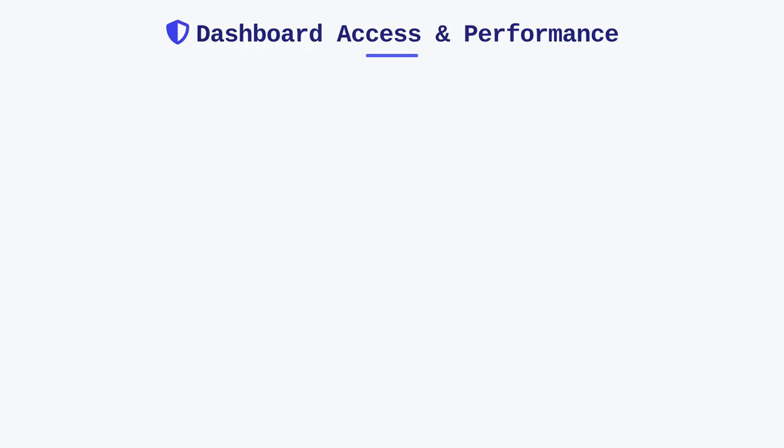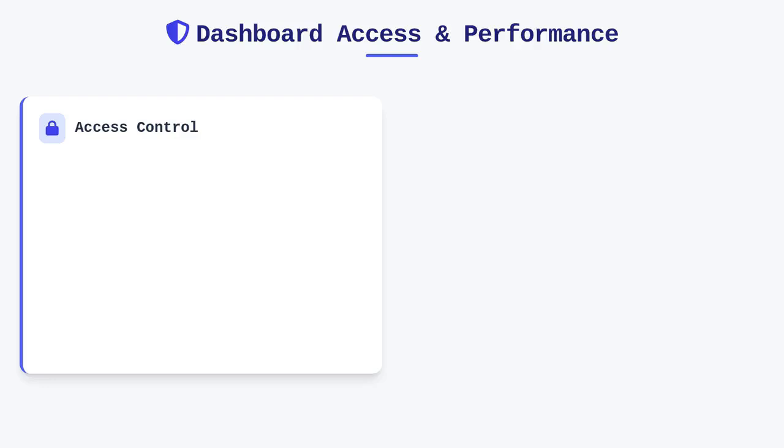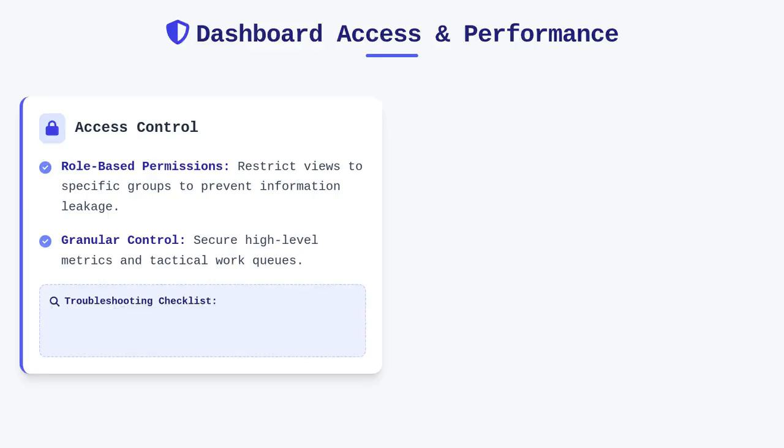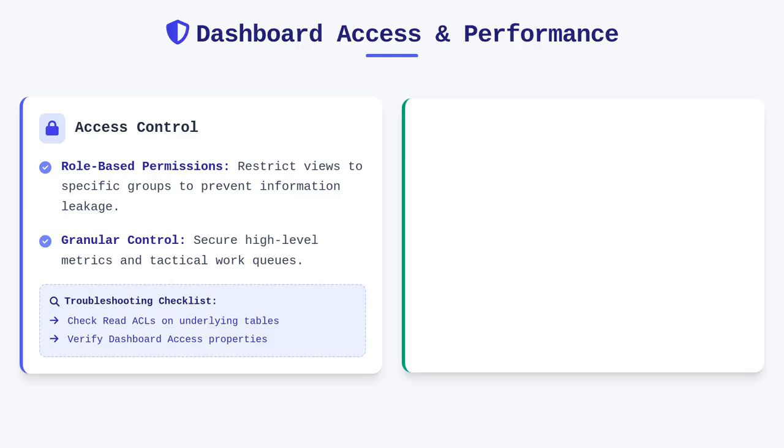Access control within dashboards is another area that frequently requires precise configuration to prevent information leakage or unauthorized visibility into sensitive security data. We handle this by managing individual dashboard permissions, which allow us to restrict access to specific groups or roles, ensuring that only those with the proper clearance can view high-level metric views or tactical work queues. When users report that they cannot see expected data, we should first investigate the read ACLs on the underlying tables and the specific dashboard access configuration properties.